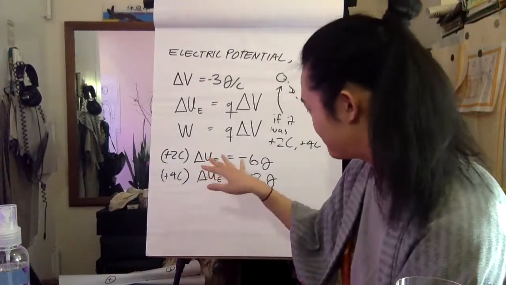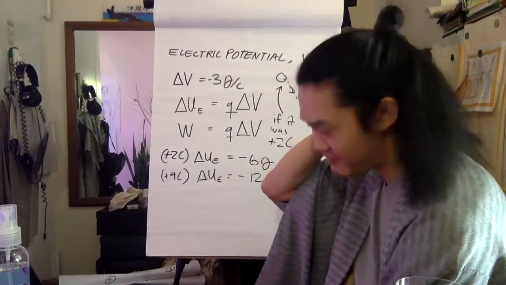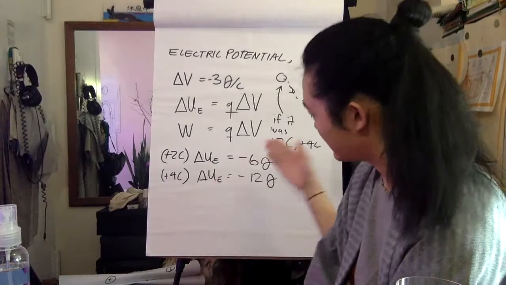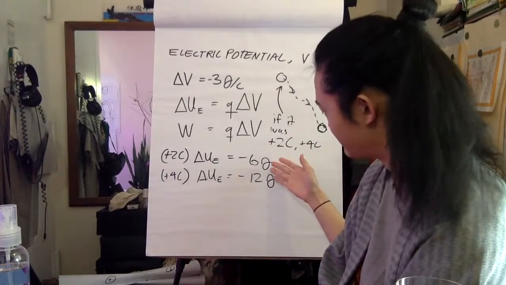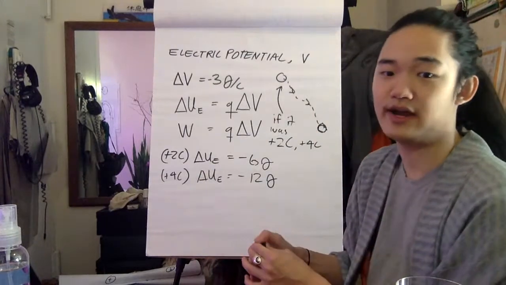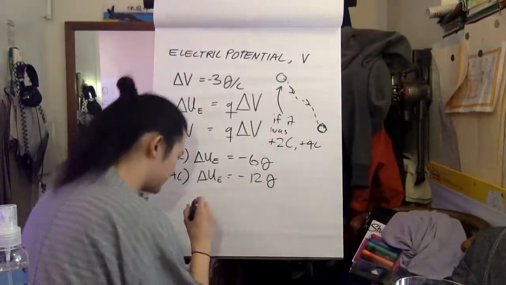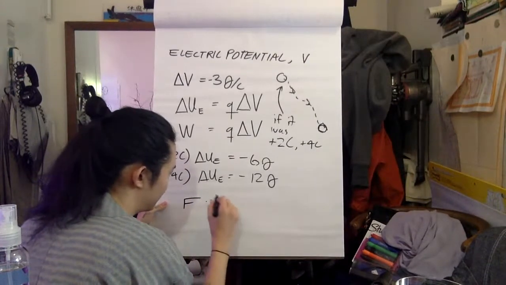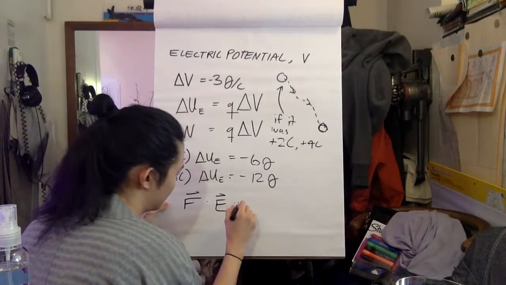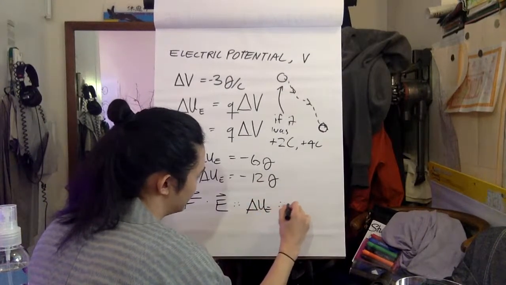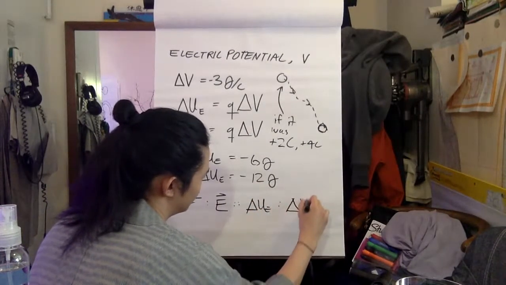So, boom. I have this object, and it has experienced a drop in potential energy, right? So another analogy I can write before we move on is force is to electric field as change in electric potential energy is to change in voltage, right?